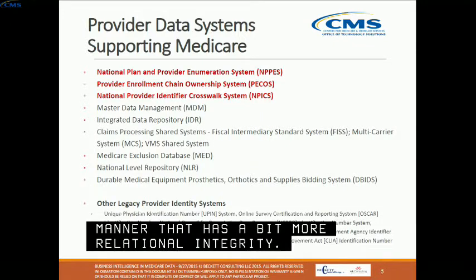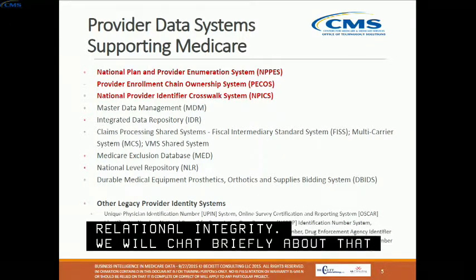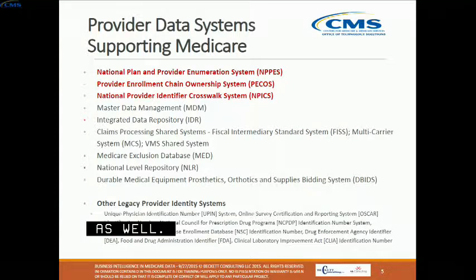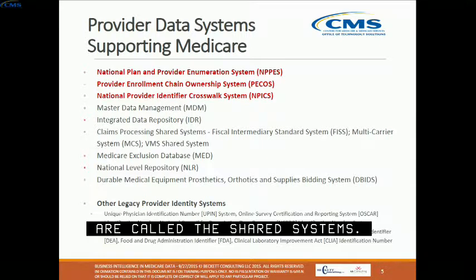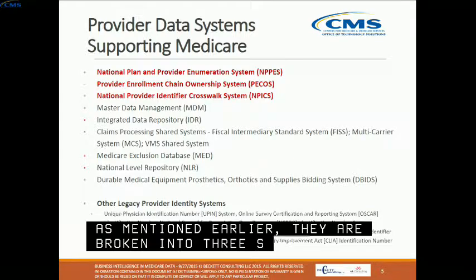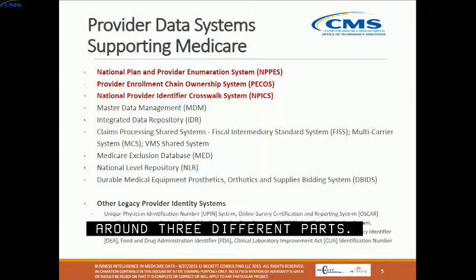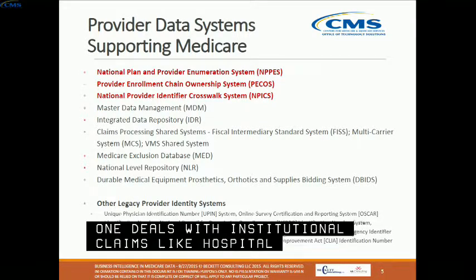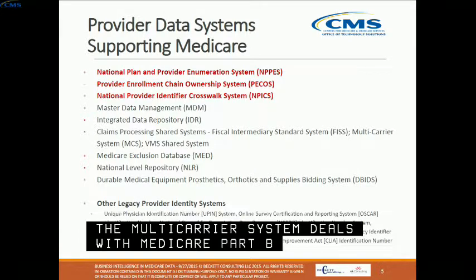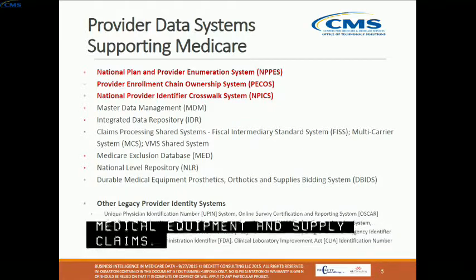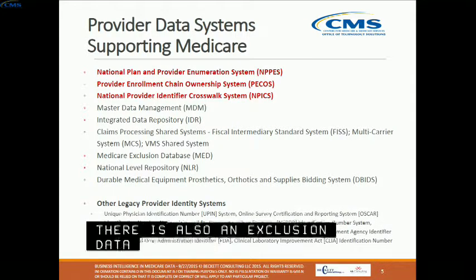The claims processing systems are called the shared systems at CMS, and as we mentioned earlier, they're broken into 3 segments around 3 different parts. The fiscal intermediary system deals with institutional claims like hospital claims. The multi-carrier system deals with Medicare Part B claims, and the VMS shared system deals with durable medical equipment and supplier claims.